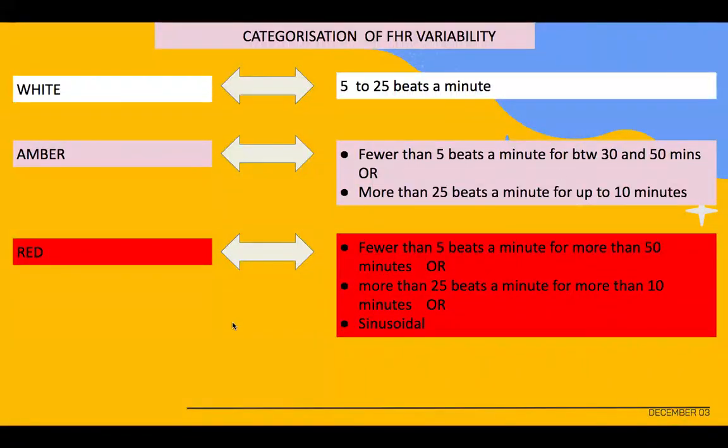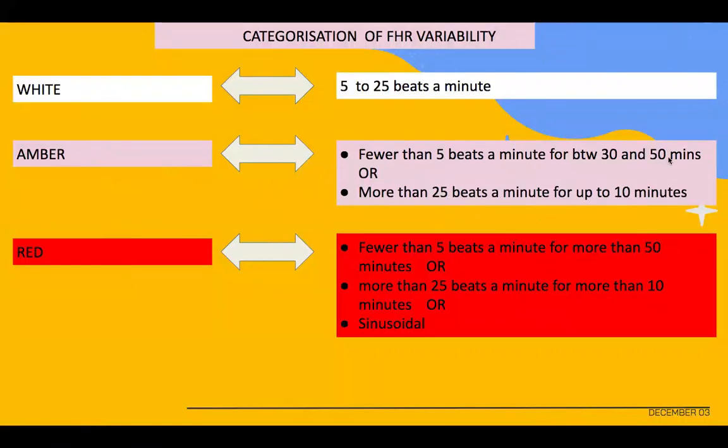Thank you, ma'am. Yeah, Rekha, we were telling about white, amber, and red. In the white, there are 5 to 25 beats per minute variability. In the amber, there are less than 5 beats per minute for up to 30 to 50 minutes. So just attach 0 along with 5, it will become 50. And more than 25 beats per minute for up to 10 minutes only, right?